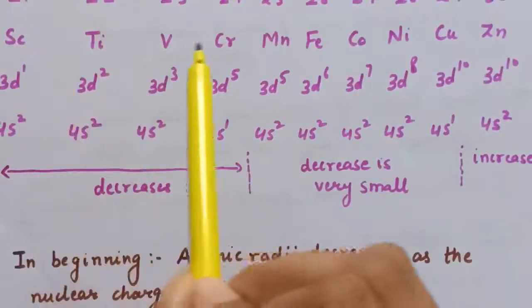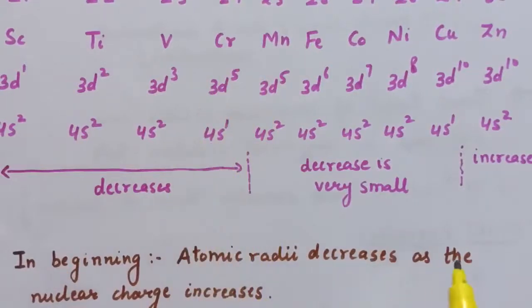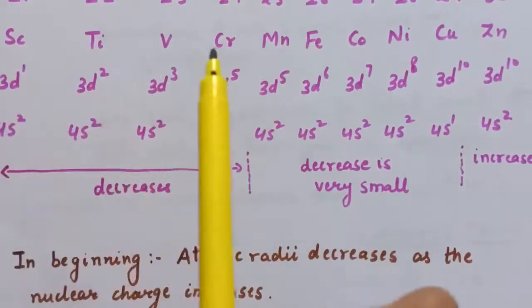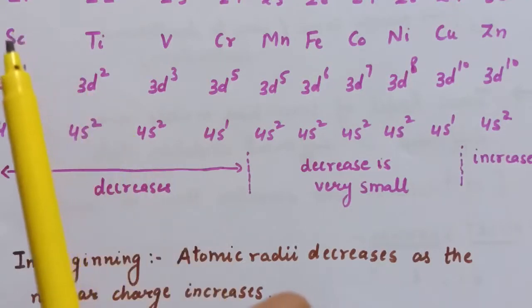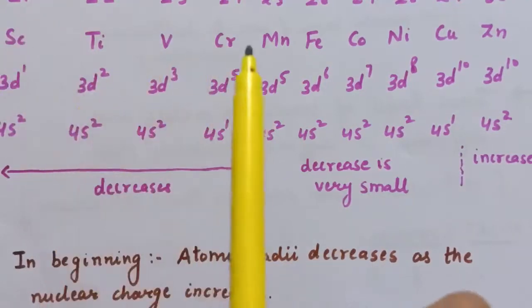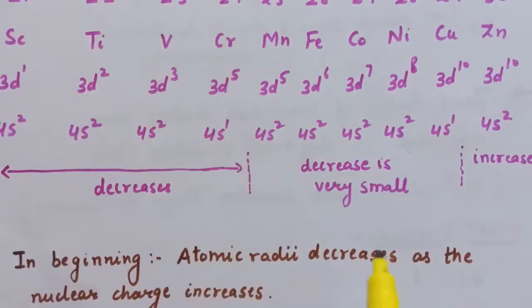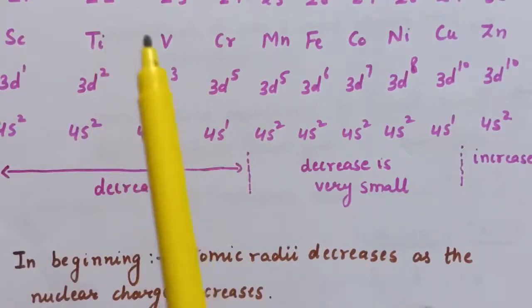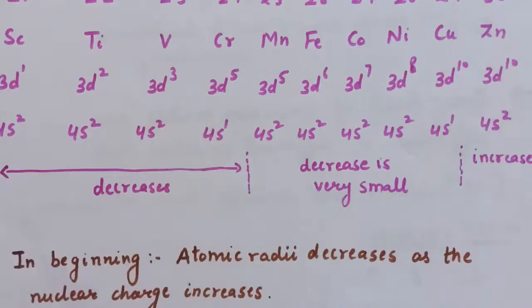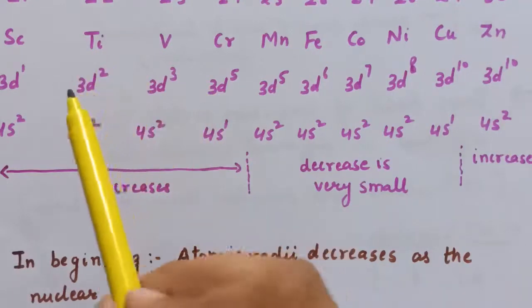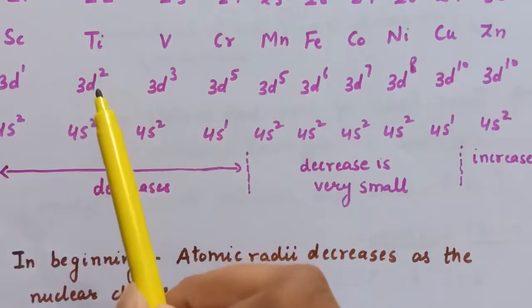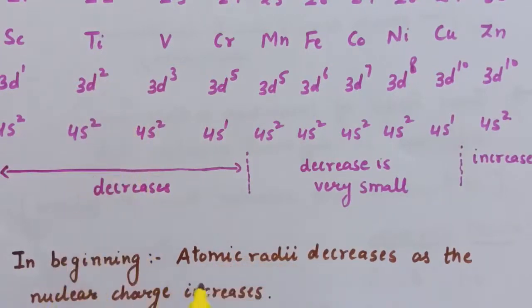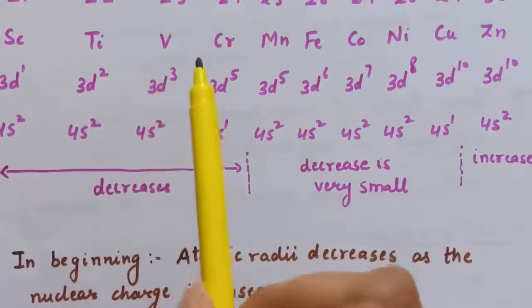So in the beginning of 3D series, the atomic radii decreases, as this can be explained on the basis of nuclear charge. When we move from left to right in the beginning of 3D series, the atomic radii decreases because nuclear charge increases, or you can say that electrons are added to 3D orbital, which increases nuclear charge by unity, and you can see that nuclear charge increases. That is why the atomic radii decreases.